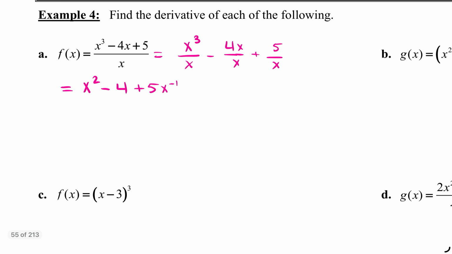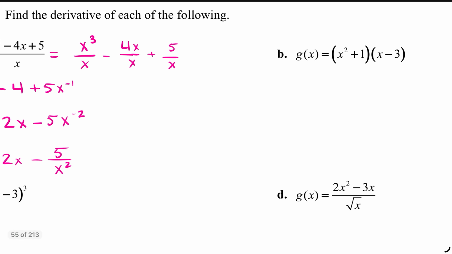All right, so now I can easily take the derivative like we just talked about. The derivative of x squared is 2x. The derivative of negative 4 is a constant, so that goes to 0, so I don't have to worry about that. The derivative of 5x to the negative 1, I multiply the negative 1 to 5, so I get negative 5. Reduce the power by 1, so negative 1 minus 1 is negative 2. And then obviously we could rewrite that as negative 5 over, and then move the x to the negative 2 to the bottom and make it x to the positive 2.